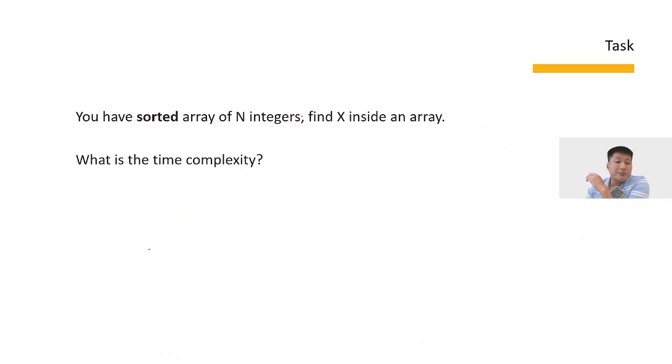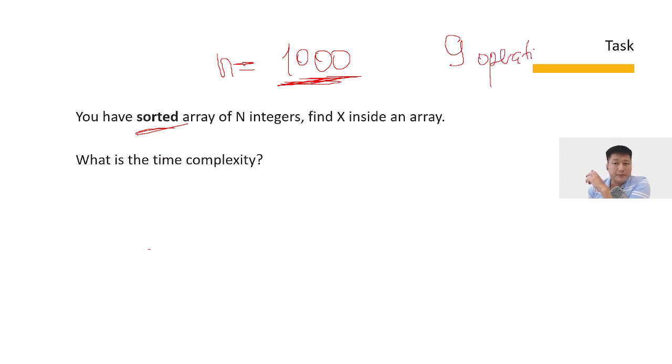So to find a number inside 1000 numbers, so we have 1000 elements, n is 1000. To find the number in the sorted array of 1000 elements, we spend only 9 operations, 9 comparisons. Okay? But what is the time complexity now? Time complexity here is O(log n), guys.